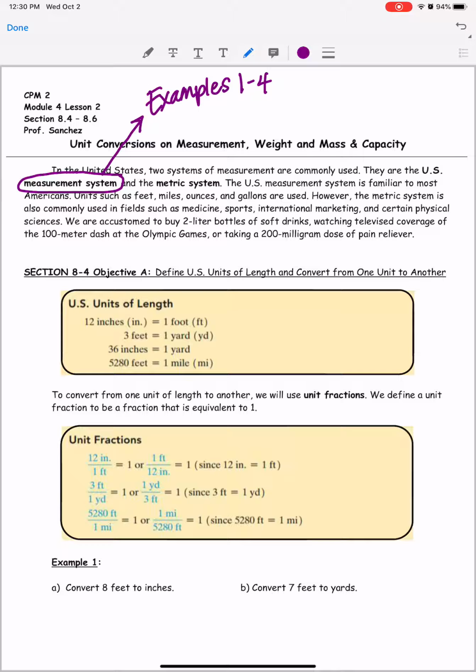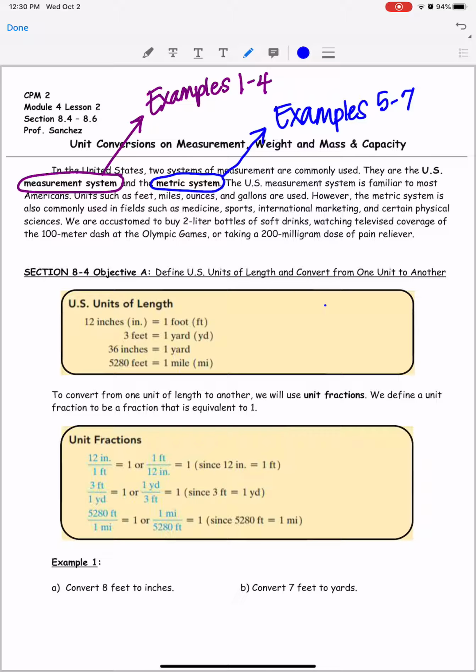Now we're going to go over measurement, weight, and I think it's quantity or capacity. So 3 different types, but those are going to be pretty much all the exact same thing. And then the second half of this is going to be all over the metric system. Your metric system examples will be the back half of this. So that's going to be examples 5, 6, and 7.